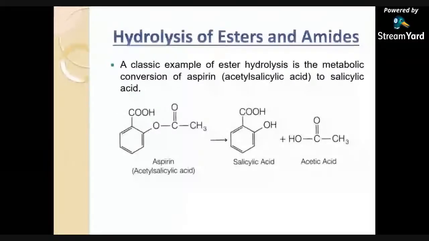A classic example of ester hydrolysis is the metabolic conversion of aspirin, you can say acetylsalicylic acid, to salicylic acid. It is one of the major and popular examples of ester hydrolysis. You can see in the reaction aspirin, or acetylsalicylic acid, upon hydrolysis is converted into salicylic acid plus acetic acid.